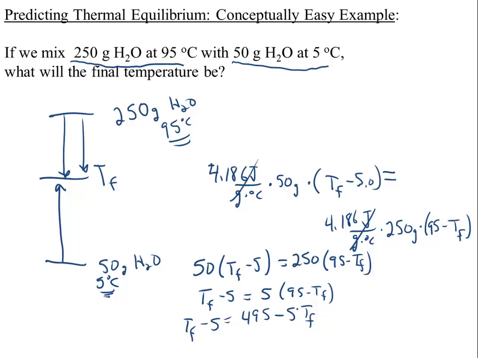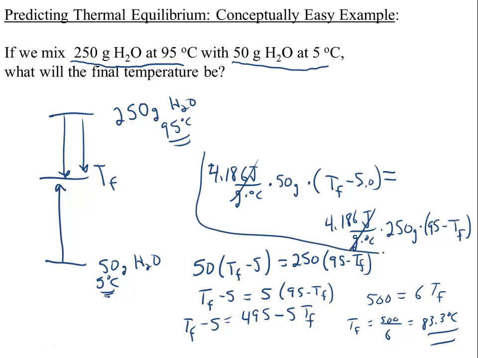So therefore, 500 equals 6 TF. So TF equals 500 divided by 6, which equals 83.3 degrees Celsius. So that's our final temperature. So the key here was to get to this spot here. From there on was just algebra. And not much algebra either.